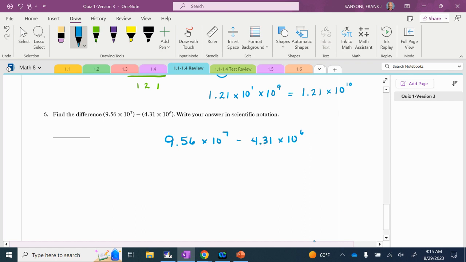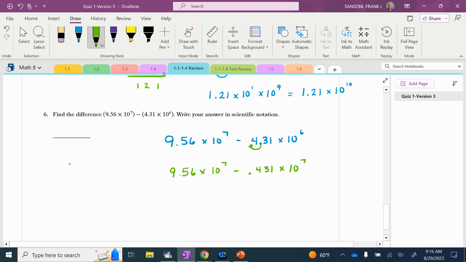So I'm going to take this decimal and I'm not going to go to the right because to the right would take one away. So I'm going to go to the left, right? So let's go a different color. I'm going to change this to green. And I changed 4.31 to 0.431. So this 10 to the 6th becomes 10 to the 7th. So I'm going to go 9.56 times 10 to the 7th minus 0.431 now times 10 to the 7th. Now they are the same exponent. Now we're allowed to subtract.